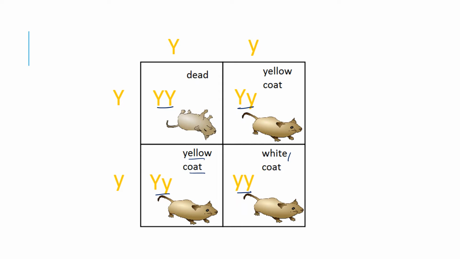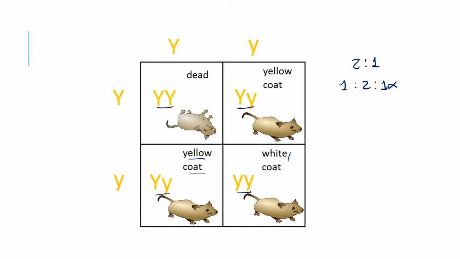Remember that the ratio we get is 2 is to 1 and not 1 is to 2 is to 1. So this is an exception for Mendelian genetics. Remember, this could be a question asked. This could be a very good MCQ. What is the ratio of the offspring in case of dominant lethal?